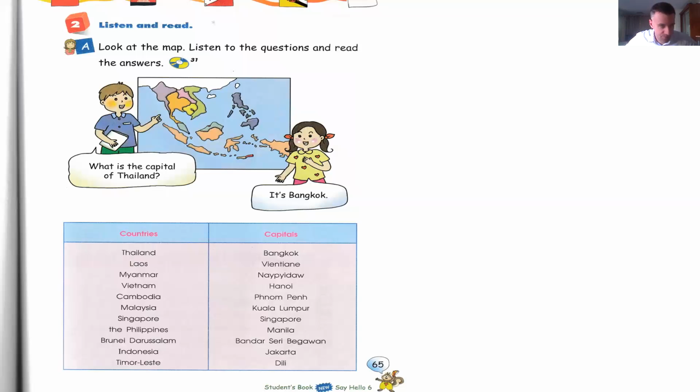Look at the map. Listen to the questions and read the answers. We don't have this, so we will do it with me. What is the capital of Thailand? It's Bangkok. So in this chart, there are two columns. On the left, countries, and on the right, capitals. So you can prepare some sentences for next week, like, what is the capital of Laos? It's Vientiane. What is the capital of Myanmar? It's Naypyidaw. So you can prepare something, and next week we will continue with that. For this week, it will be enough. It's a lot of work.